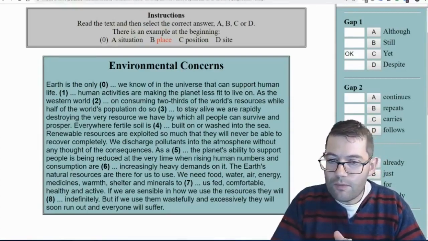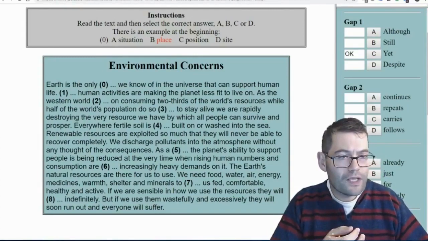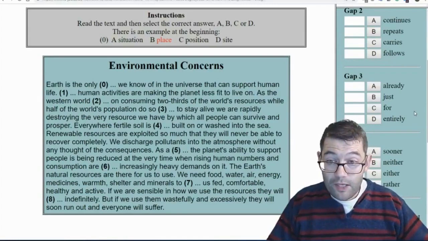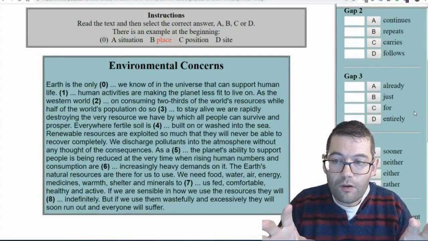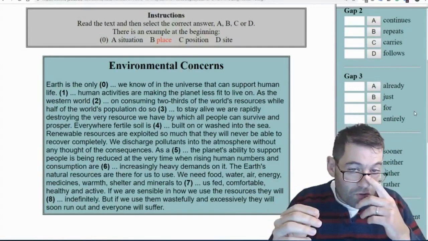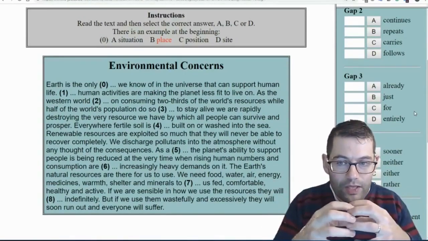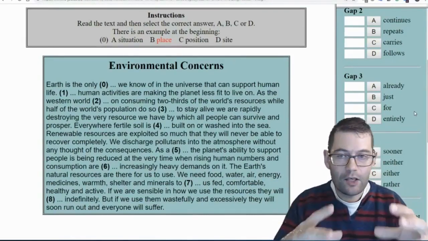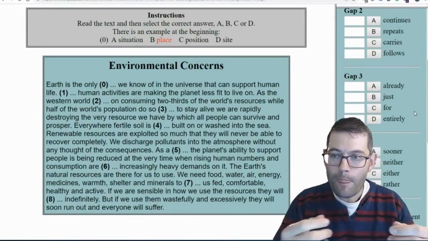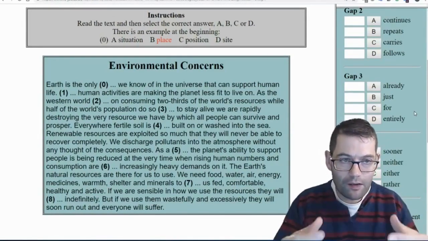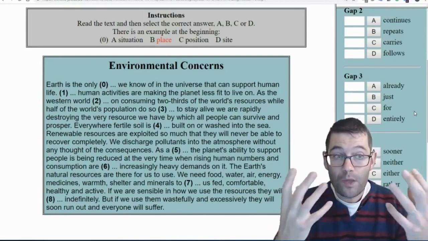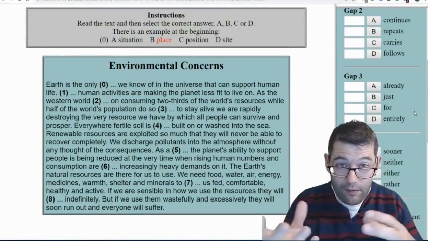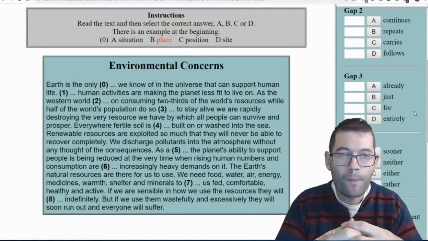Okay, question number 2. Let me have a look at my notes. The key word here, as always with open cloze, is the preposition on. The answer that we've got to choose has got to collocate. In other words, it's got to work with the preposition that follows. So, can we say continues on something? No, we can't. Can we say repeats on? No, we can't. Can we say carries on following? Yes, we can. That collocation works, to carry on doing something.